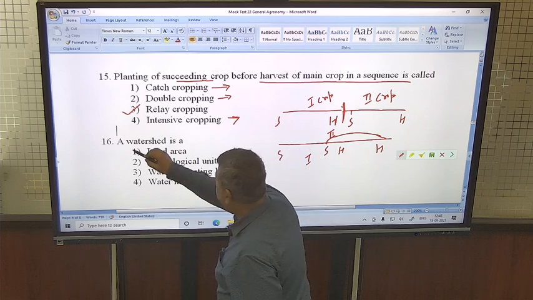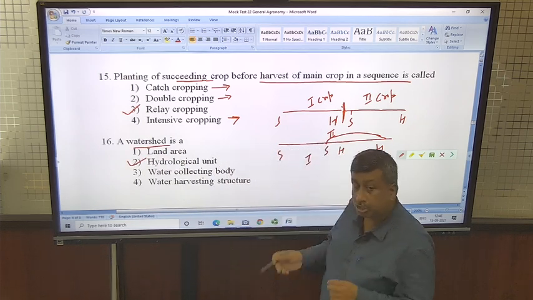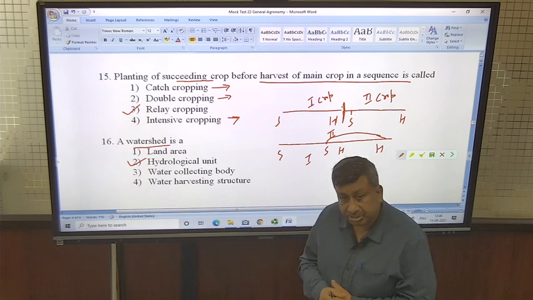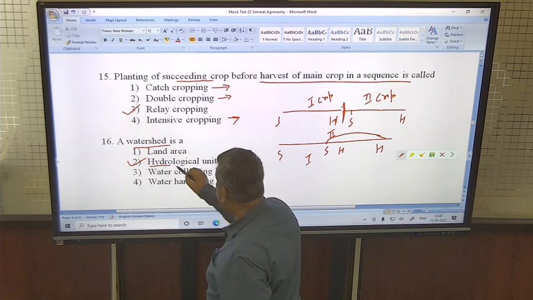A watershed is a hydrological unit. It is not only a land area. Though it has a land area, it has a water collecting body and water harvesting structures in the watershed. But broadly, it is a hydrological unit.